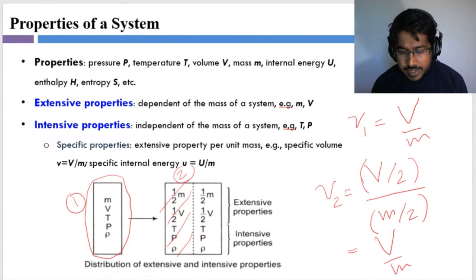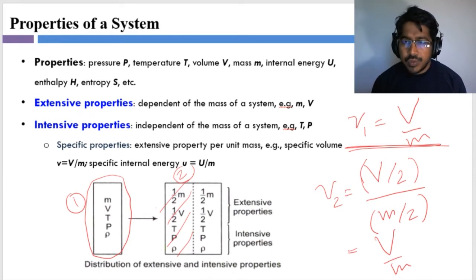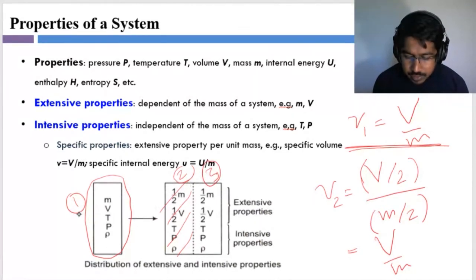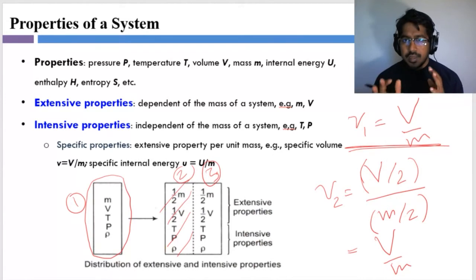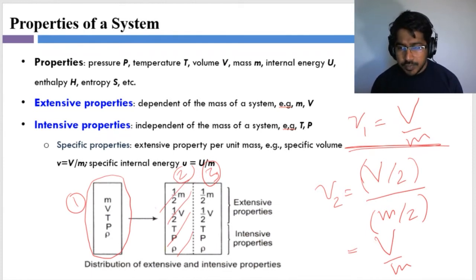So the mass of system 1 is M, and for system 1 we determine that this is the specific volume, V over M. The total volume is V and total mass M, so the specific volume is V over M. Now we try to calculate the specific volume of system 2. We divide system 1 into two sections so that each has half of the mass of that substance. And now the new total volume of system 2 is V over 2. Do you agree with that? V over 2?